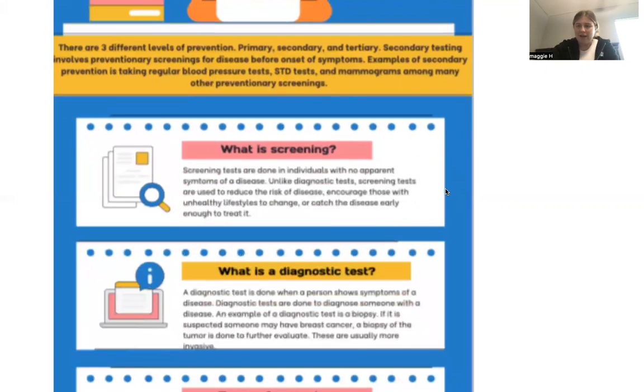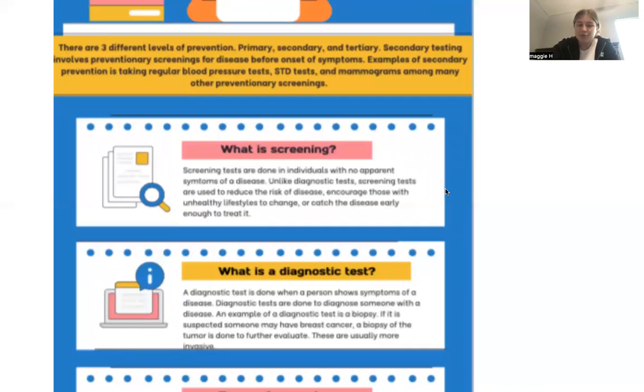So a question you might have is, what exactly is screening? A screening test is done on individuals who don't really seem to have any symptoms for disease. This is different than a diagnostic test because in a diagnostic test, people with disease or with symptoms of the disease are given it in order to confirm a diagnosis.